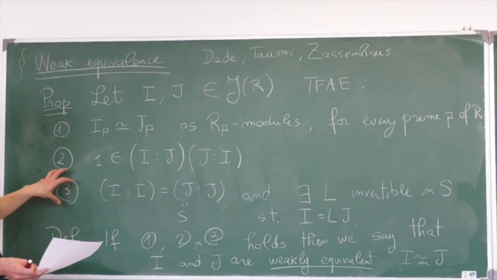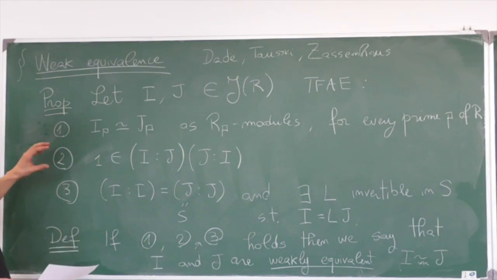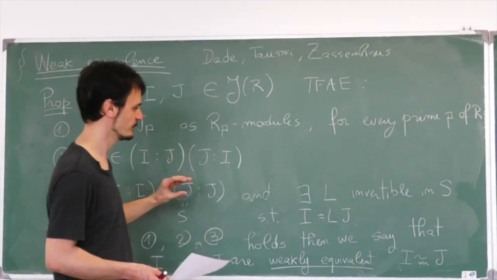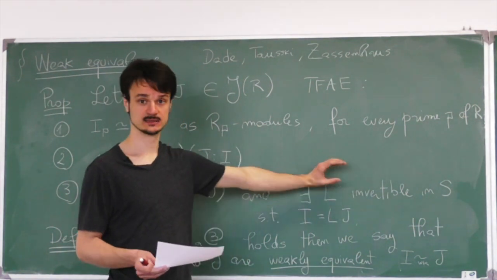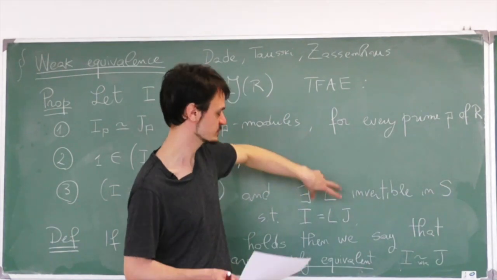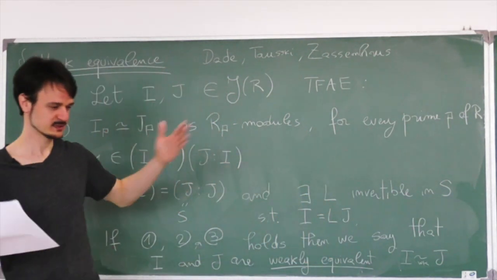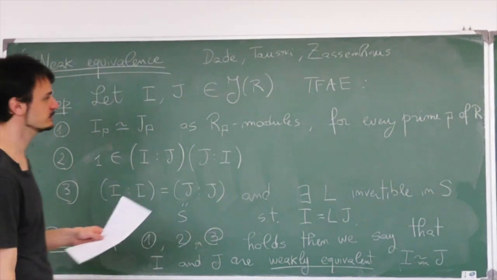And the third one, we are going to use it later also heavily, tells you that the notion of weak equivalence basically means that we are modding out by invertible ideals. So two ideals are weakly equivalent if there exists an invertible ideal that sends one into the other, and you will see what this means more precisely later on. But now let's start with a proof.